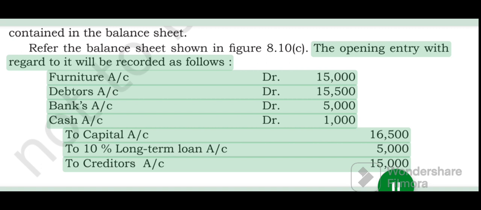The opening entry with regard to it will be recorded as follows: Furniture A/c Dr. 15,000, Debtors A/c Dr. 15,500, Bank A/c Dr. 5,000, Cash A/c Dr. 1,000, to Capital A/c 16,500, to 10% Long-term Loan A/c 5,000, to Creditors A/c 15,000.